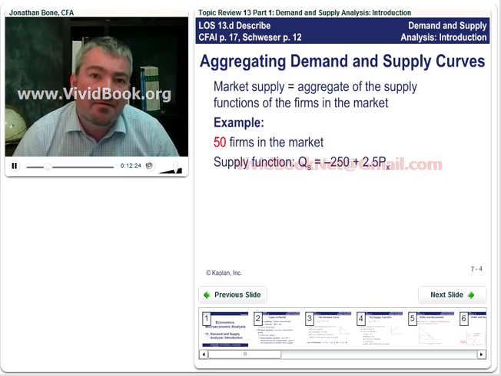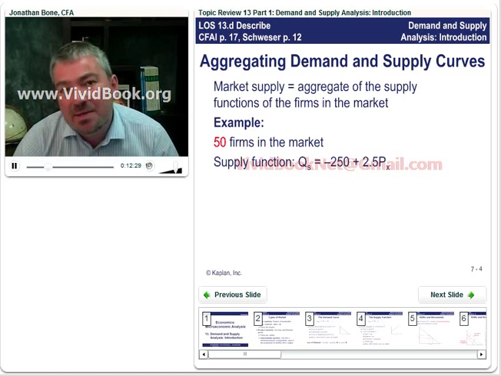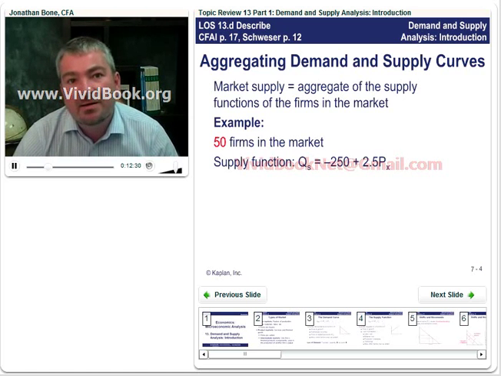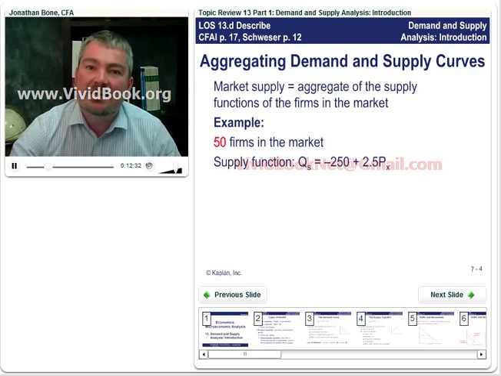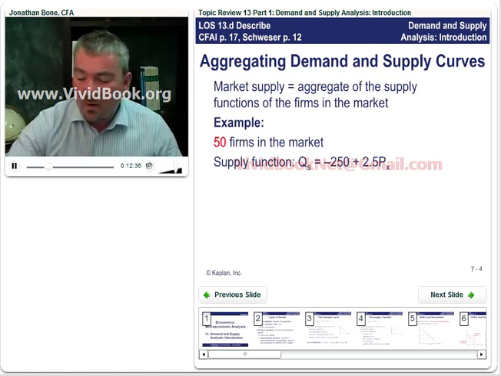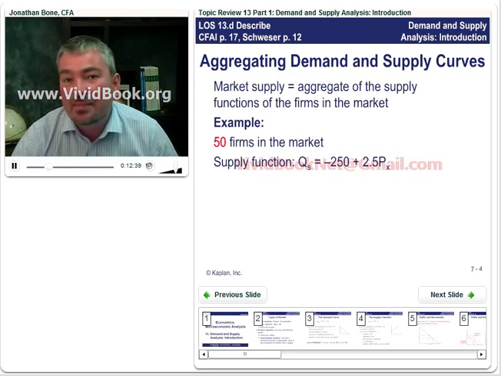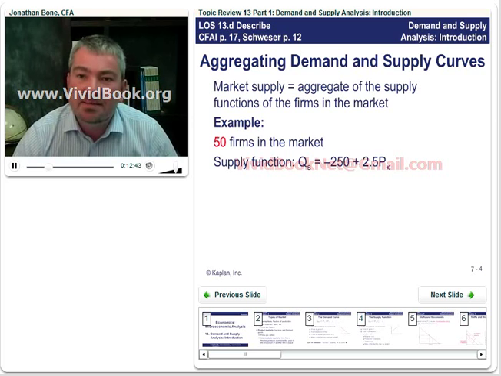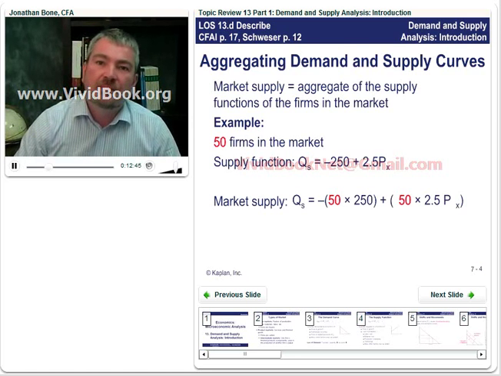Now, let's imagine we've got 50 firms within the market. Now, we are going to make another assumption here. We're going to assume that they're all identical. In other words, they all have exactly the same supply functions. Okay, so all we're going to need to do is add this supply function 50 times to get the market supply function. So here we go.